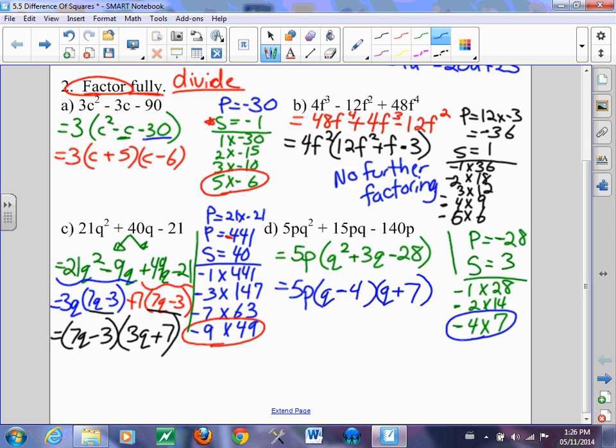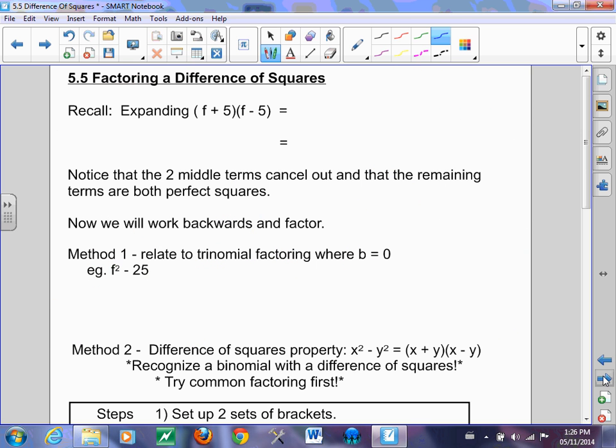And let's learn that last method of factoring called difference of squares. So here's your handout, folks. Difference of squares, and we're factoring it.